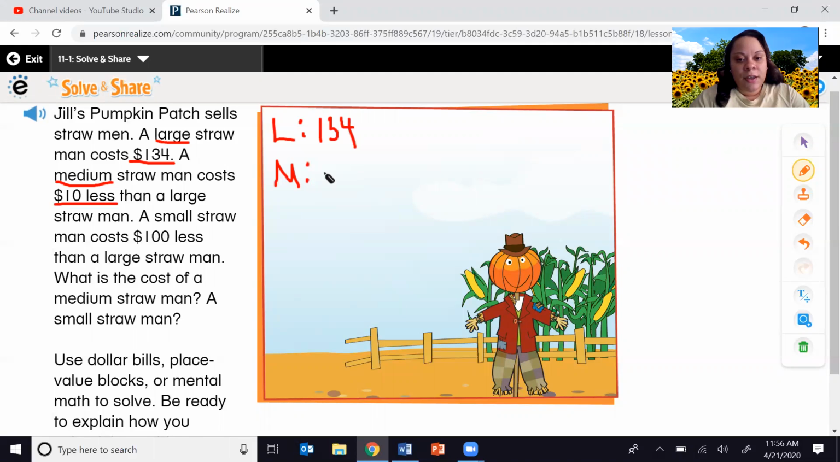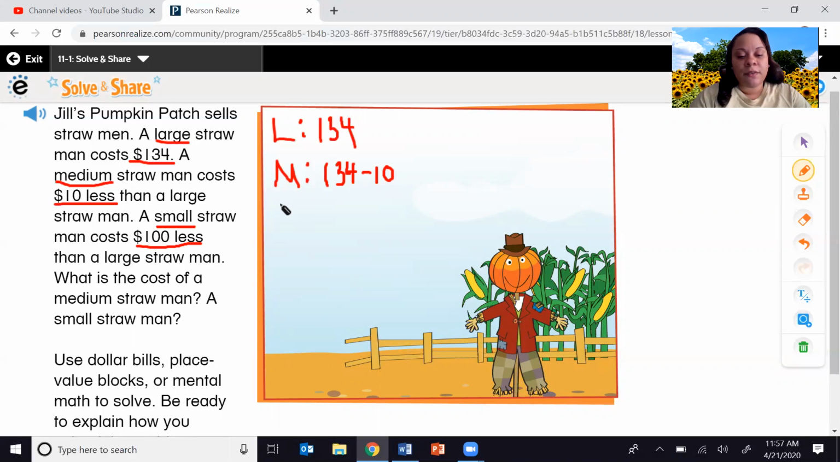Okay. So it's, oh, I'm so sorry. I'm getting tongue tied. So if it's less than a large, that means the large is 134. And it's how much less? It is $10 less. Oopsies. 134 minus 10. Okay.